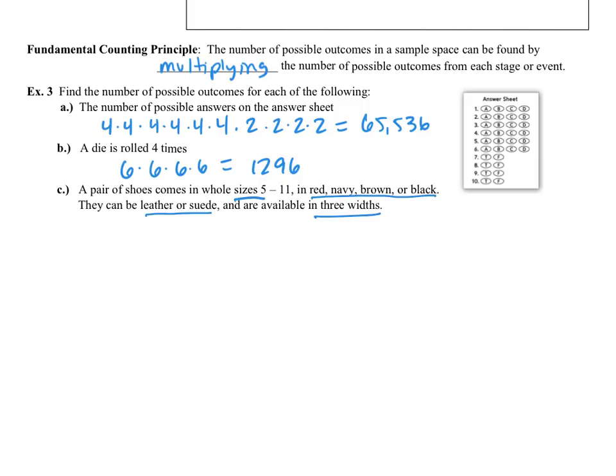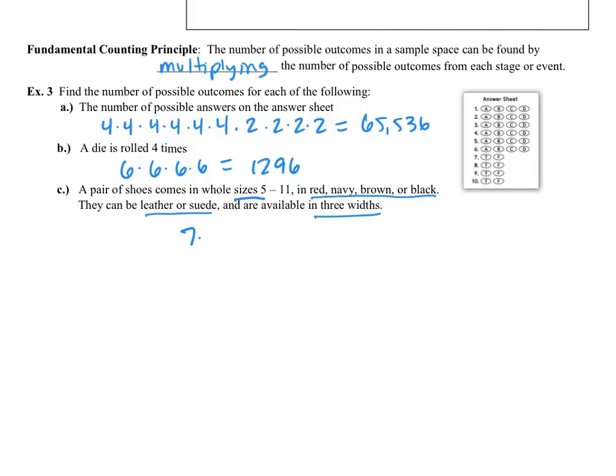So how many possible shoe combinations are there? Well, we'll take the number of shoe sizes. Now, if you count all the sizes from 5 to 11, that would be a total of 7 sizes. 5, 6, 7, 8, 9, 10, 11. That's 7 sizes. There are how many colors? 1, 2, 3, 4 colors.